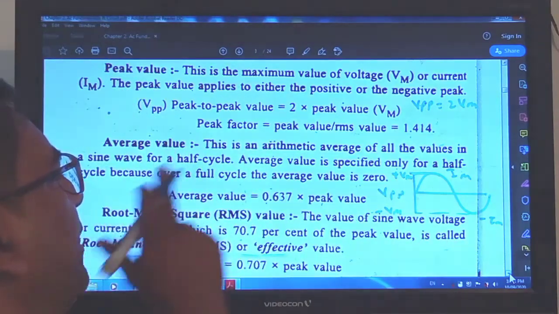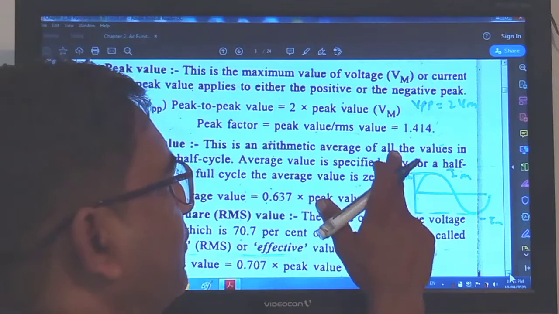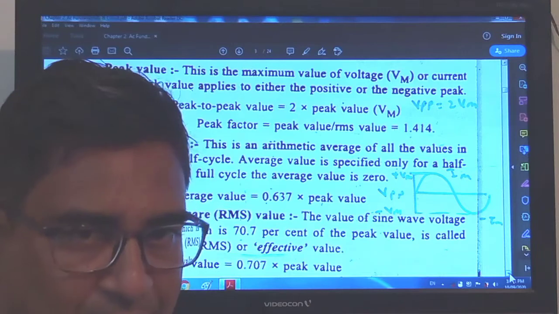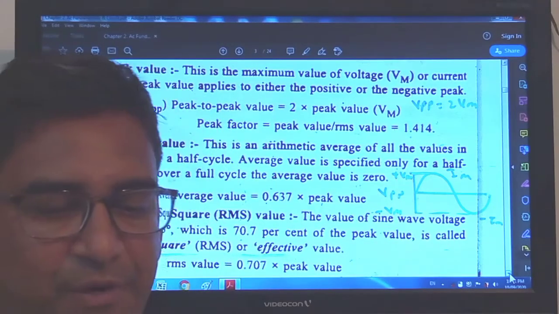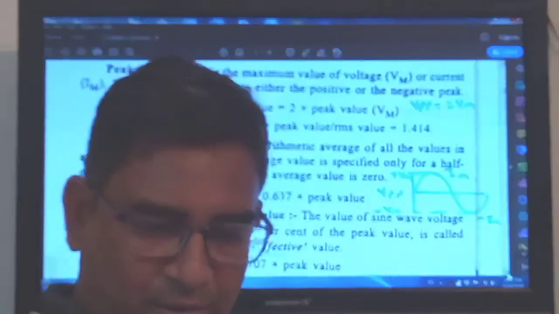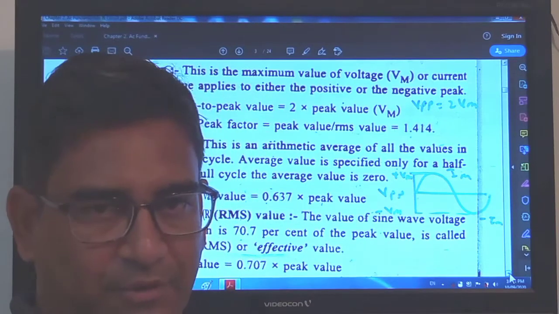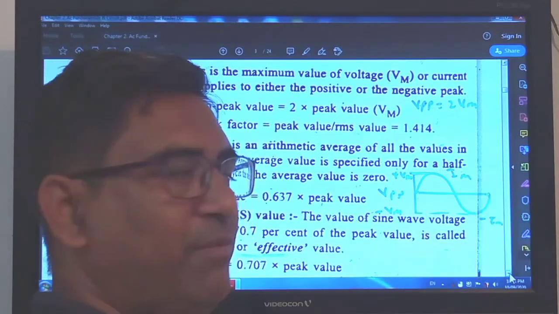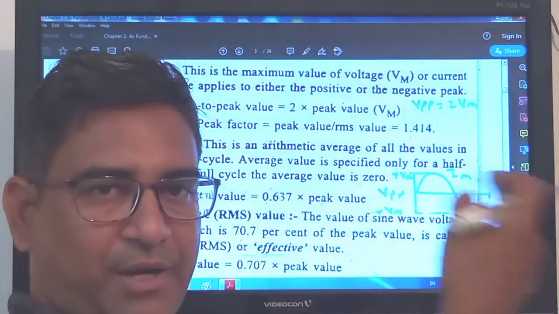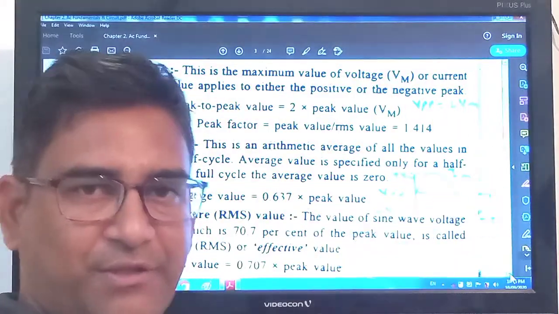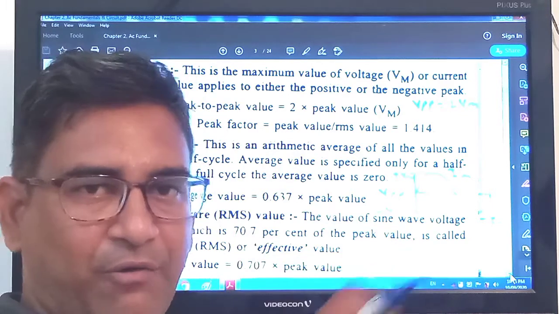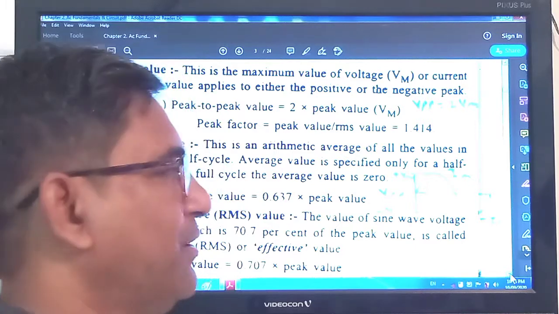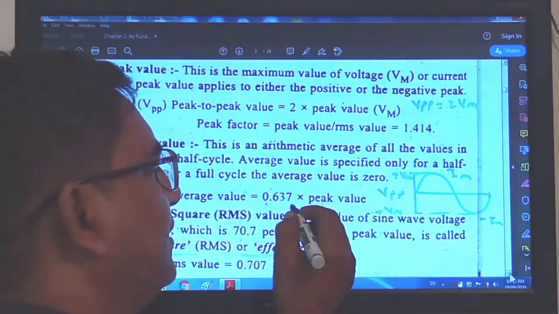Then the average value is the arithmetic average of all the values in a sine wave for the half cycle. The average value is specified only for the half cycle because over a full cycle the average value is always 0. For one complete cycle, the value is again 0, then the positive and negative values occur, and as soon as 360 degrees completes, the value is 0 again. The average value is indicated with the formula 0.637 times the peak value.